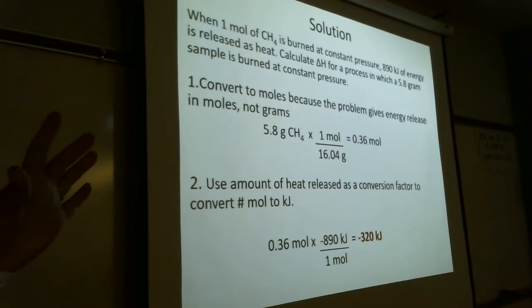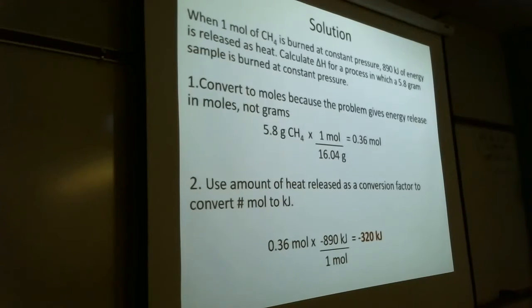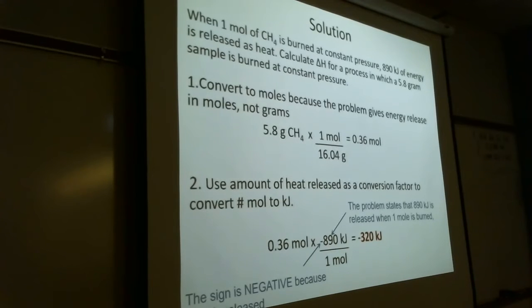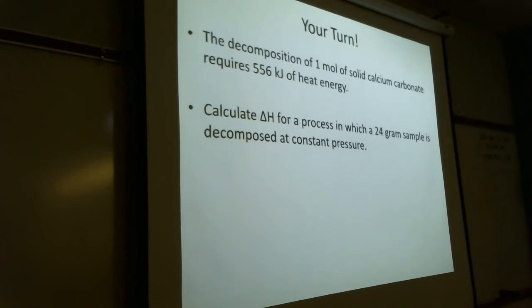Does everyone understand how to do this one? I'm pretty sure there's one like this on your homework set too. Thing to watch there is the sign. That's the big thing to watch. Okay, here's one for you to do. Decomposition of 1 mole of solid calcium carbonate requires 556 kilojoules of heat. Calculate delta H when 24 grams is decomposed. Constant pressure just means you're not under some non-standard conditions, right? That's all that means.